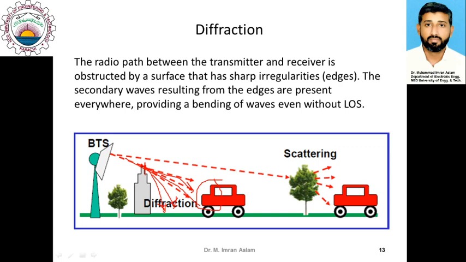This diffraction phenomenon causes the generation of secondary waves. Actually, multiple wavelets are generated when a wave hits a sharp edge. These secondary waves are important in radio wave propagation because they allow us to receive the signal in the shadowed region as well. You can see if a mobile is at this point, there will be no line of sight path, but because of diffraction this mobile would also receive a certain amount of power. So although diffraction causes losses, it is still useful because it helps spread the wave into the shadowed regions as well.